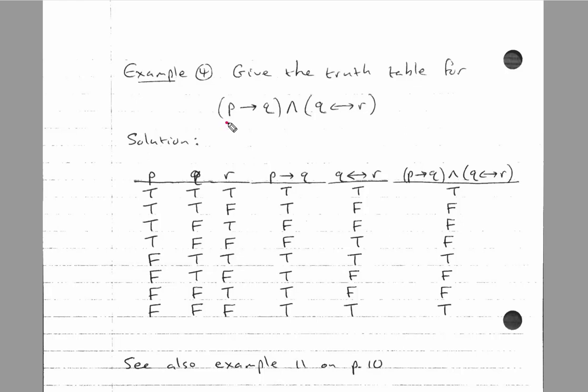Okay, so then we'll work out this piece first. P implies Q, so that's worked out in this 4th column. Remember, P implies Q is always true except for true implies false. So just these two give false. The rest of the time it's true.